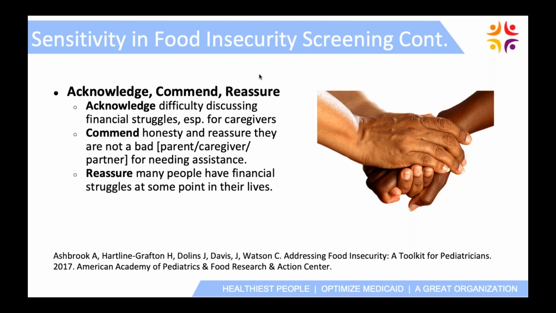And also commend your clients and patients for being honest and for sharing those things with you that are hard to share and to admit. Sometimes there's shame and embarrassment associated with that. Reassure them, especially if they are a caregiver, that they are not a bad parent or partner or caregiver for needing assistance and for reaching out. And reassure these folks that they're not alone and that many people have financial struggles at some point in their lives, and it's okay to reach out for help.